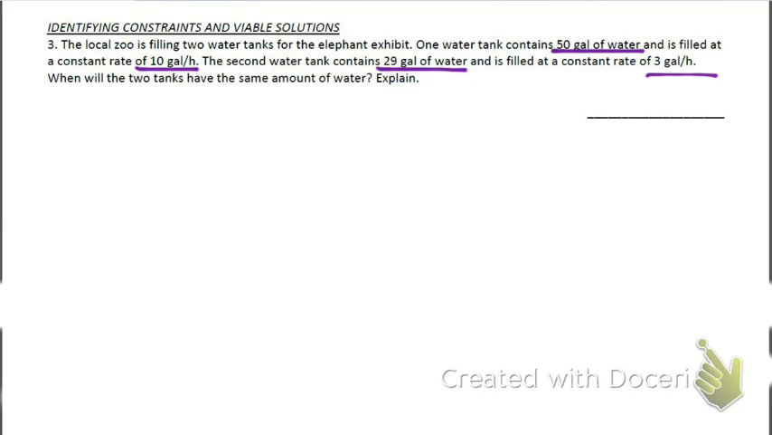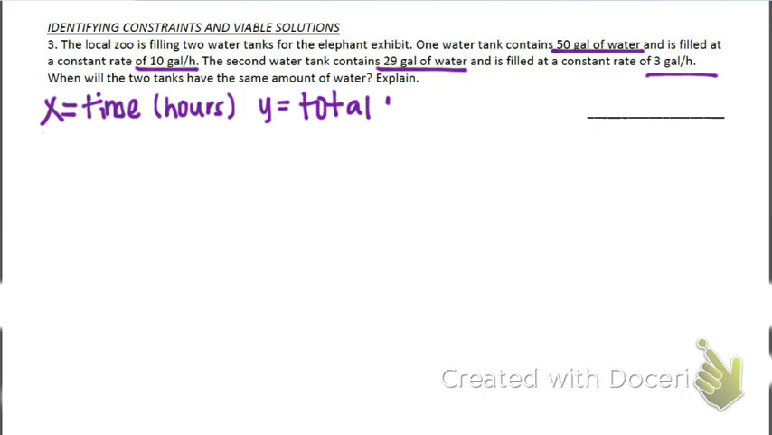So we have to first define our variables. So x is going to be the number of hours, or time in hours. And then y is going to be the total number of gallons in the tank. So total water in gallons. Okay. So x is the time that it's filling. y is the total gallons inside the tank at any given time.